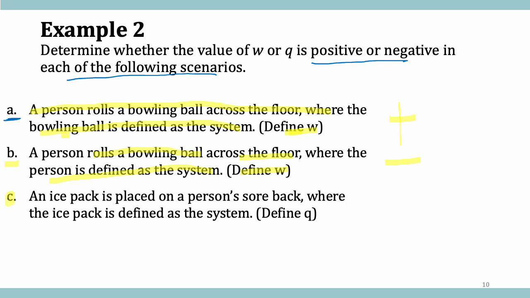Next is C. An ice pack is placed on a person's sore throat, where the ice pack is defined as the system. So if ice is the system, the person will be the surrounding. Okay, what will happen to the ice pack? The ice pack slowly melts. Why? Because the ice pack gains energy, right? Because of this, which means heat. The ice pack is gaining the heat. The question is asking to define the sign for Q. So it's gaining heat, which means Q is going to be also positive.